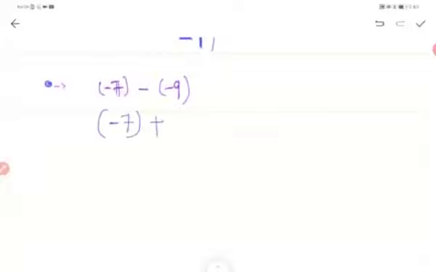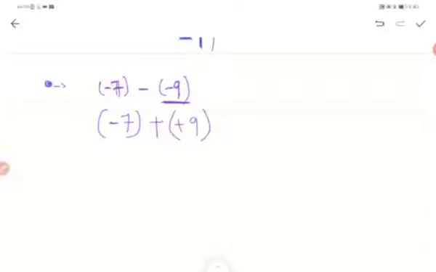Okay, let me do one example by using a number line. I have two negative integers, minus 7 and minus 9, and we are subtracting them. First, for your easy understanding, you convert it into the positive sign and do it the same as we did for addition. So what is it? Minus 7 plus, the additive inverse of minus 9, which will be plus 9.